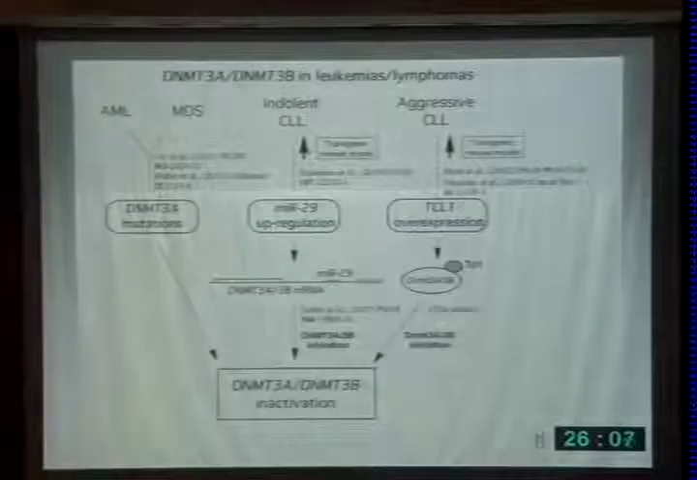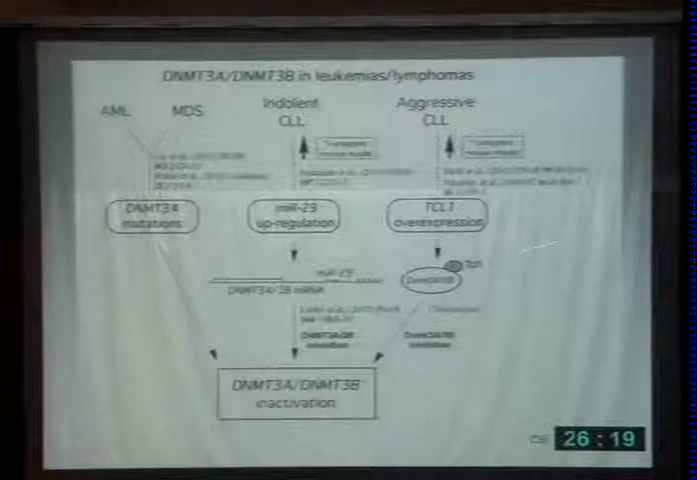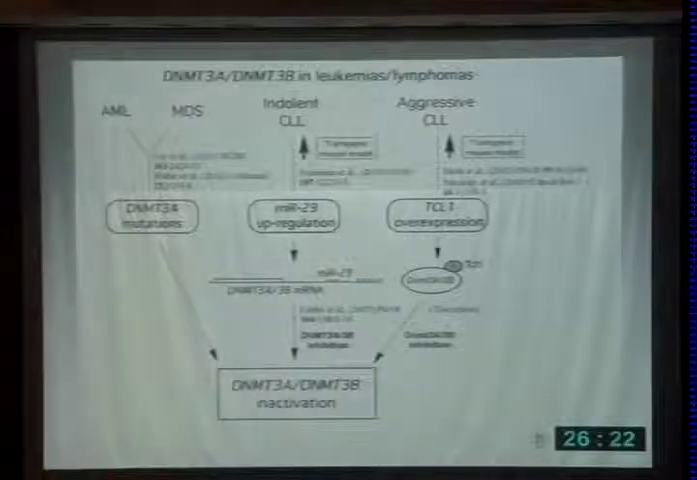This is the additional function we found for TCL1. This is work of Yuri Pekarsky. I don't have time to discuss it. We found that TCL1 is a very powerful inhibitor of the de novo DNA methyltransferases. So it causes generalized hypomethylation. And you know that mutations in the DNA methyltransferase 3A, and later on they were found also in 3B, occur in acute myelogenous leukemia. So this global hypomethylation we found not only in the aggressive form of CLL, but also in our TCL1 mouse.